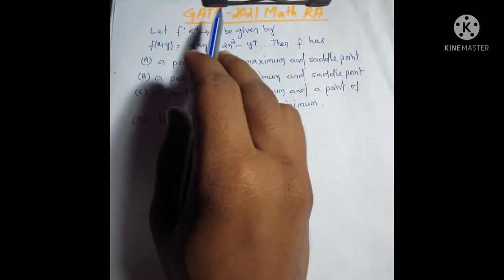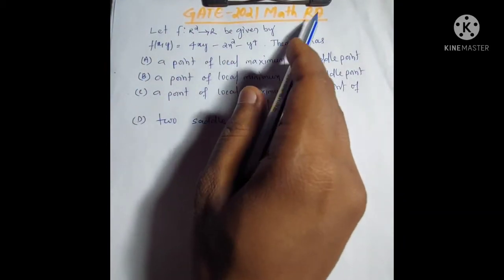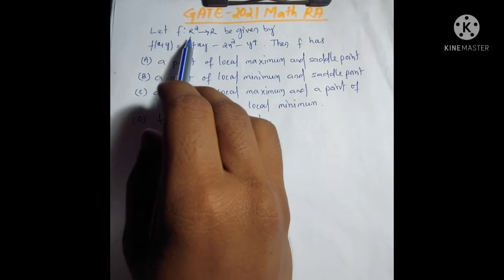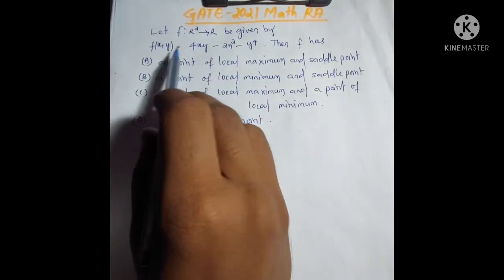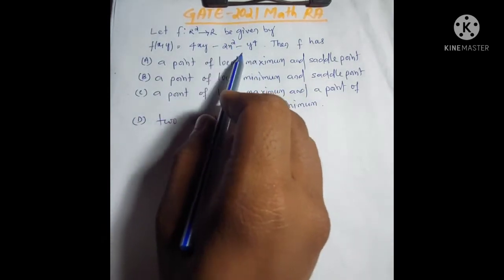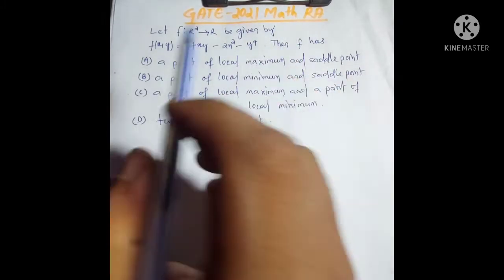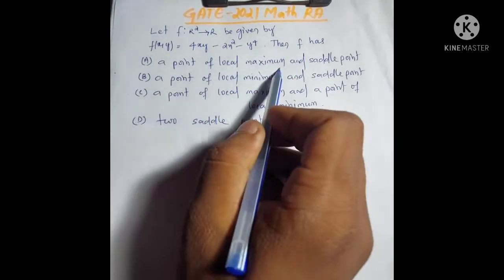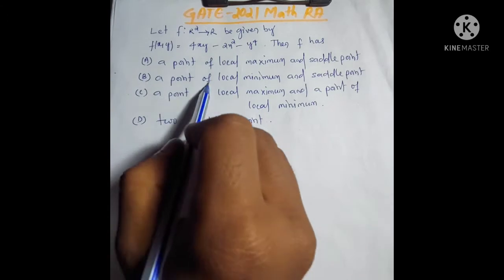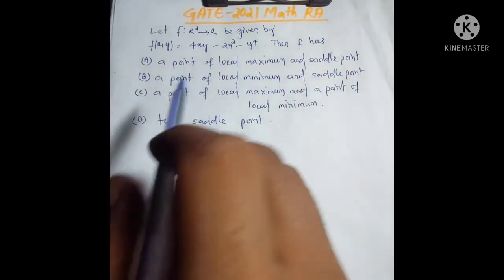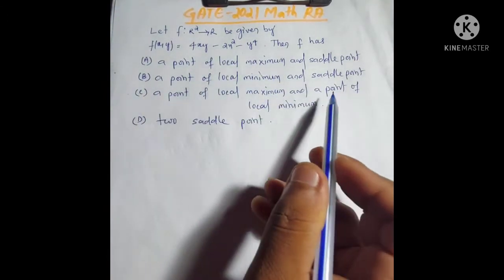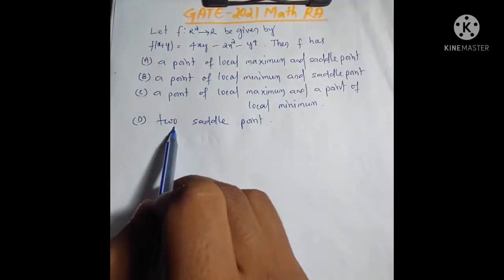Hello, let us solve one question from GATE 2021 Mathematics Real Analysis. The question is, let f be a function from R square to R given by f of x, y is equal to 4xy minus 2x square minus y to the power 4. Then f has: option A, a point of local maximum and a saddle point; option B, a point of local minimum and a saddle point; option C, a point of local maximum and a point of local minimum; option D, two saddle points.